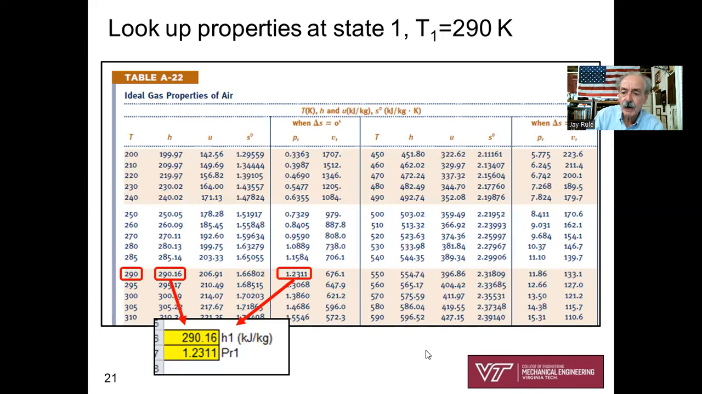The next step, we're going to start at the compressor inlet. We'll go to table A22, and we're looking ahead. We know we're going to need an enthalpy, h, so we'll write that down. And looking ahead to study process 1 to 2s, the isentropic process for the compressor, we're going to write down P_r1, 1.2311.